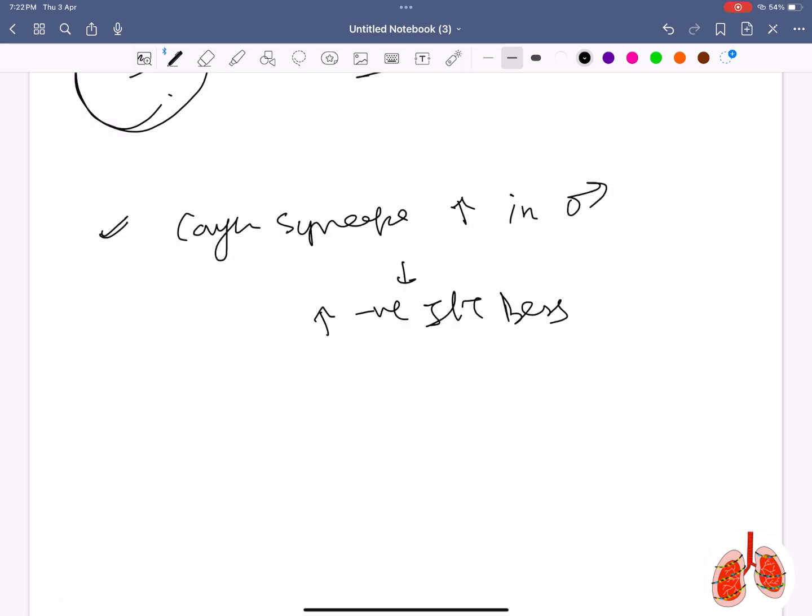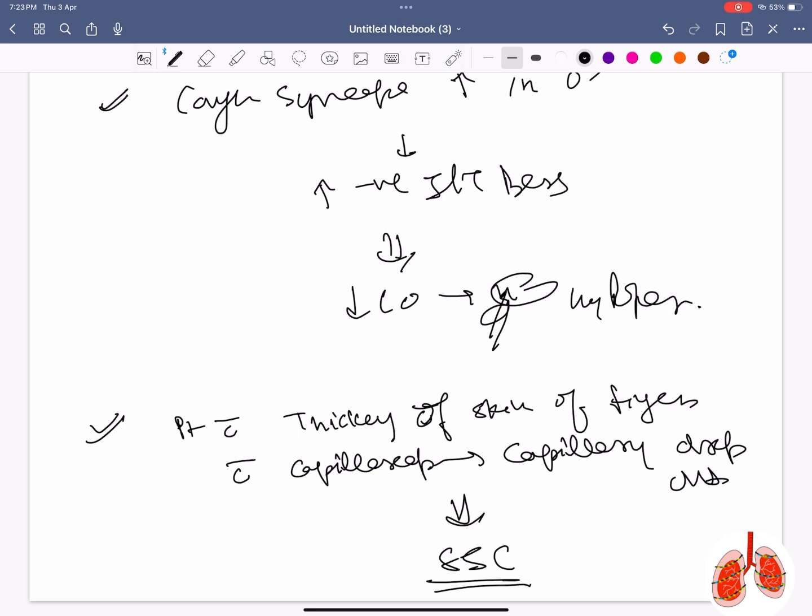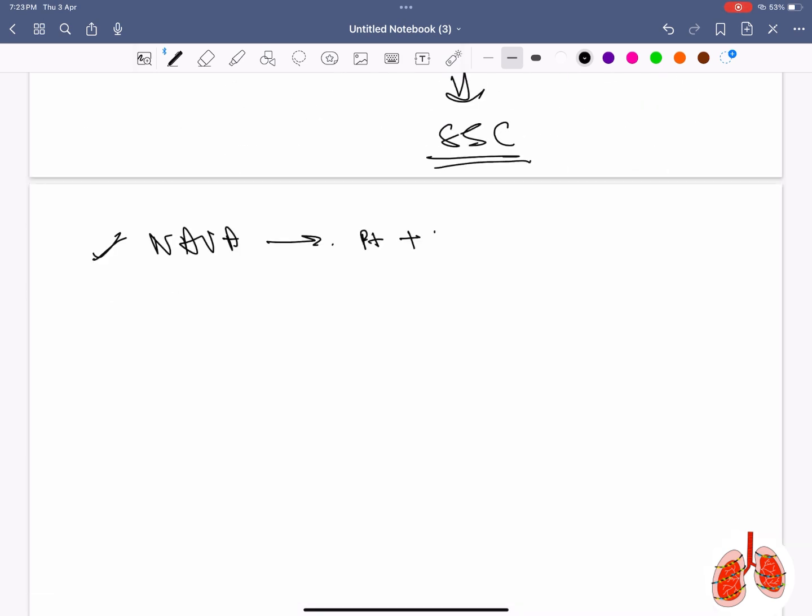Cough syncope is more in males because of more negative intrathoracic pressure created, which decreases cardiac output and causes cerebral hypoperfusion. Patient with thickening of skin of fingers with capillaroscopy showing capillary dropout. Answer is SSc. Now a mode of ventilation.